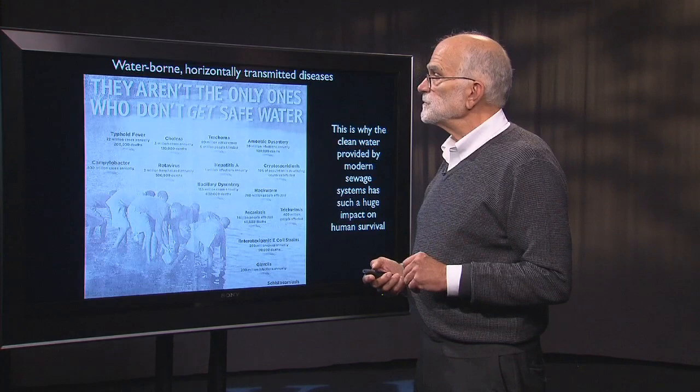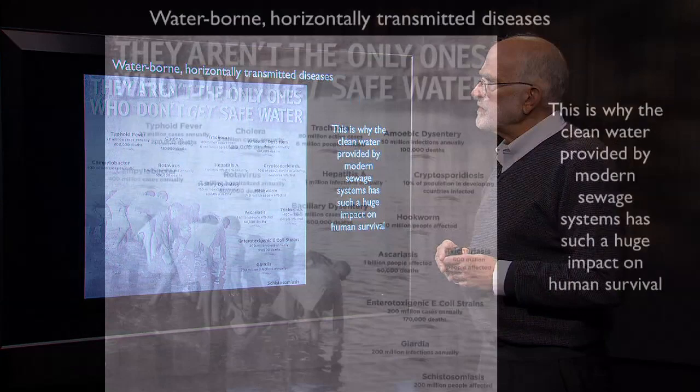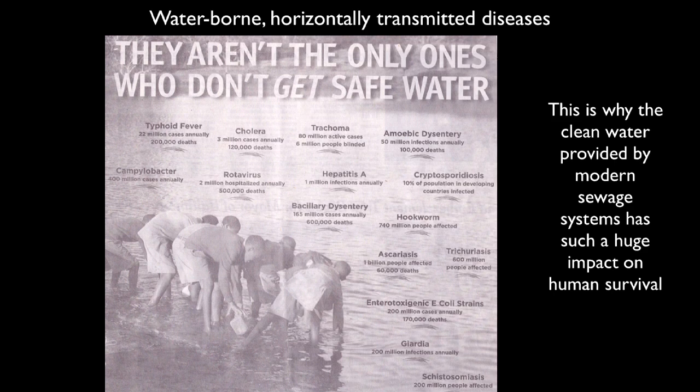A good example of a directly transmitted horizontal pathogen would be any of these, okay? So these are all transmitted by water. And this is why clean water provided by modern sewage systems had such a huge impact on human survival. Just pick up a couple of these cases in this slide. Typhoid fever, 22 million cases annually, 200,000 deaths still. Rotavirus, which causes infant diarrhea: 2 million infants hospitalized every year, 500,000 of them die. Dysentery, 165 million cases every year, 600,000 of them die. That's what happens when people go to the bathroom in the same water supply that they later drink.